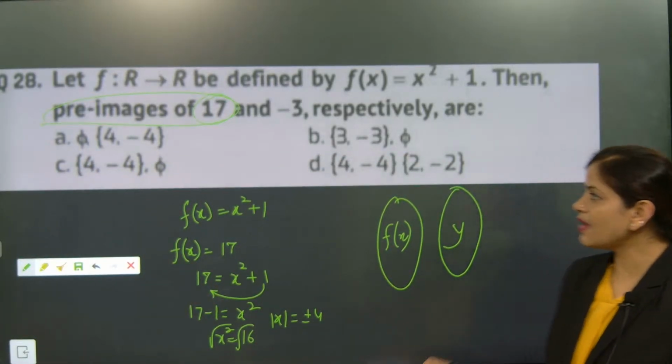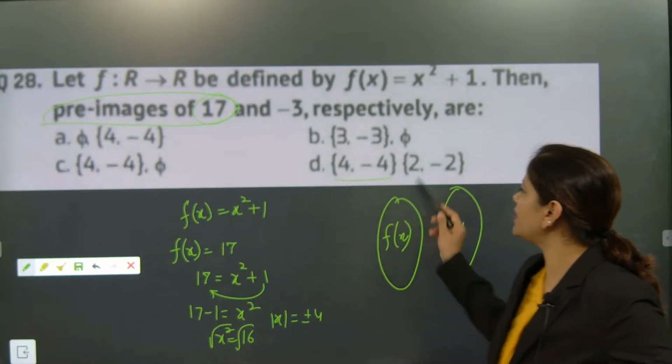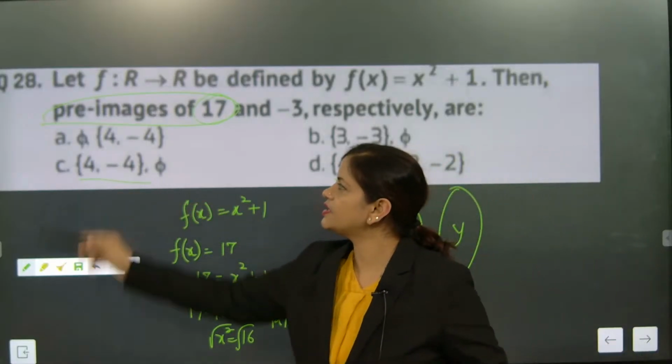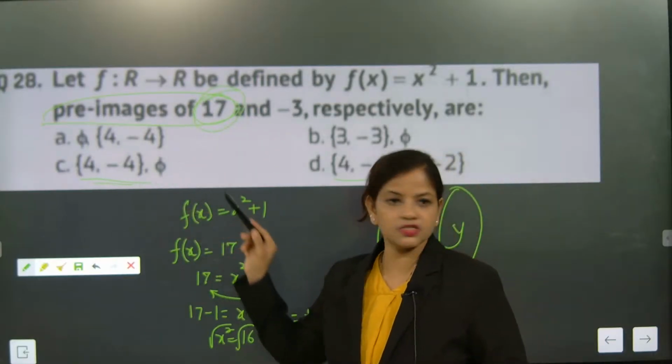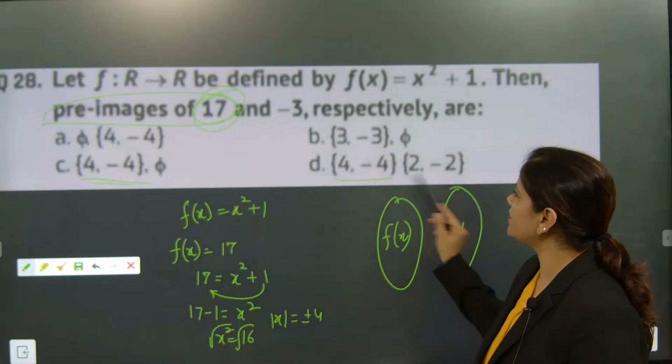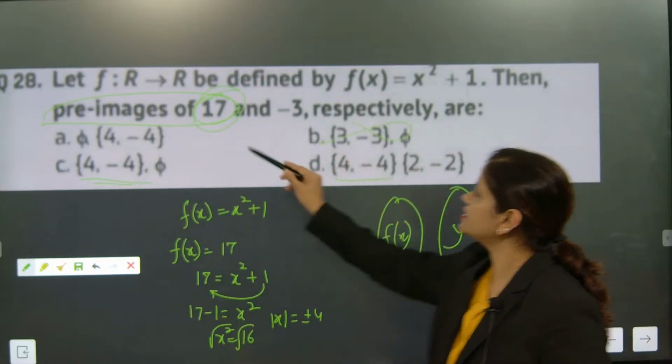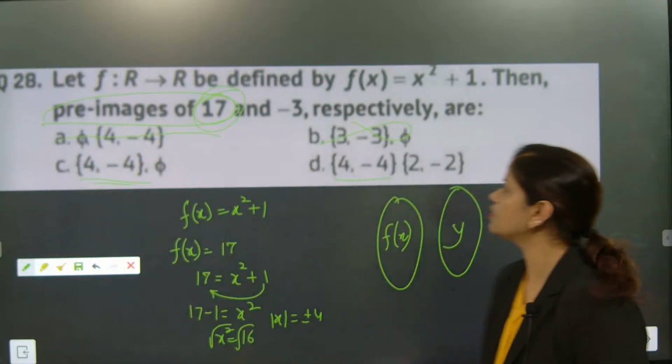So plus minus 4 comes here, and plus minus 4 comes here too. The first part, 17, is giving plus minus 4. Understood? So this and this will get cancelled. The first part is not minus.